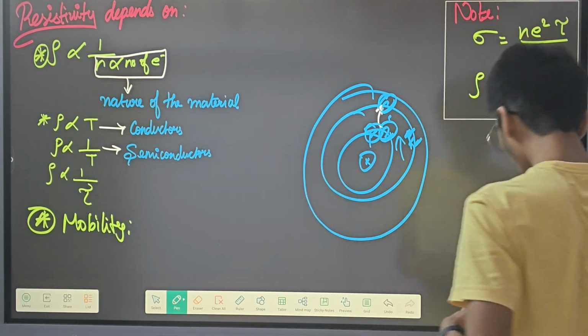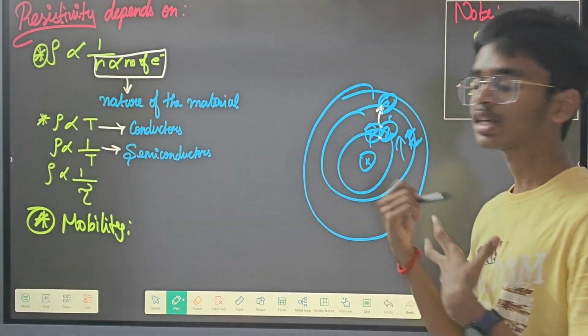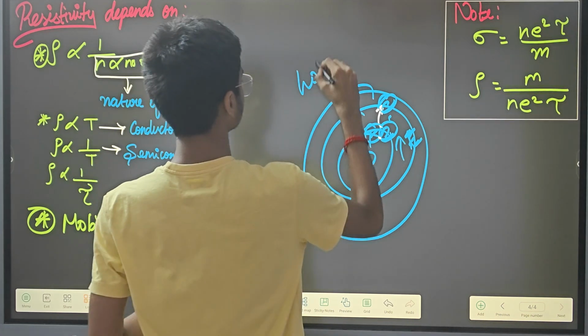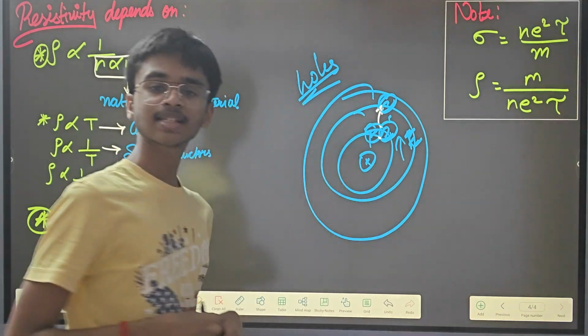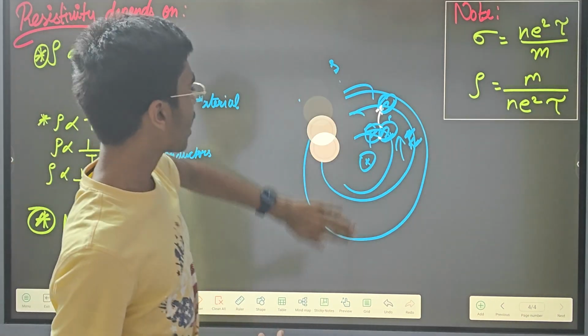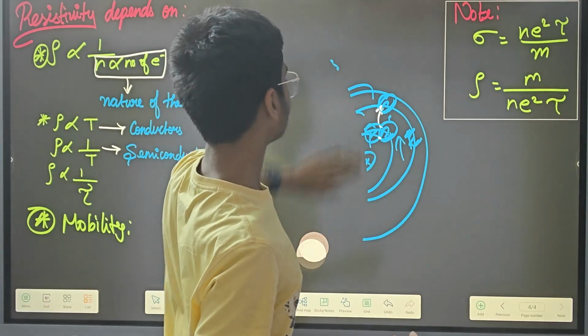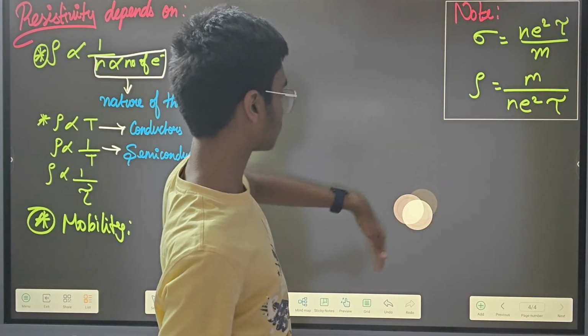So that particular positive thing is there, right? That is what is known as holes. You will be reading about this in semiconductors. Now coming back to mobility. I will say why I talked about holes.